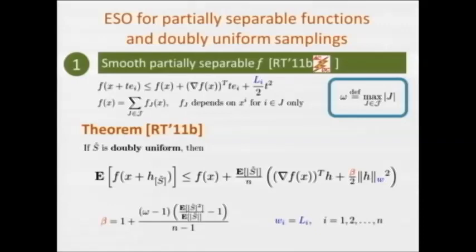So in particular, these WIs are just these LIs. And in many situations, these LIs come for free. If you have a least squares problem, these LIs are the squared norms of the columns of the matrix. So you just get that.